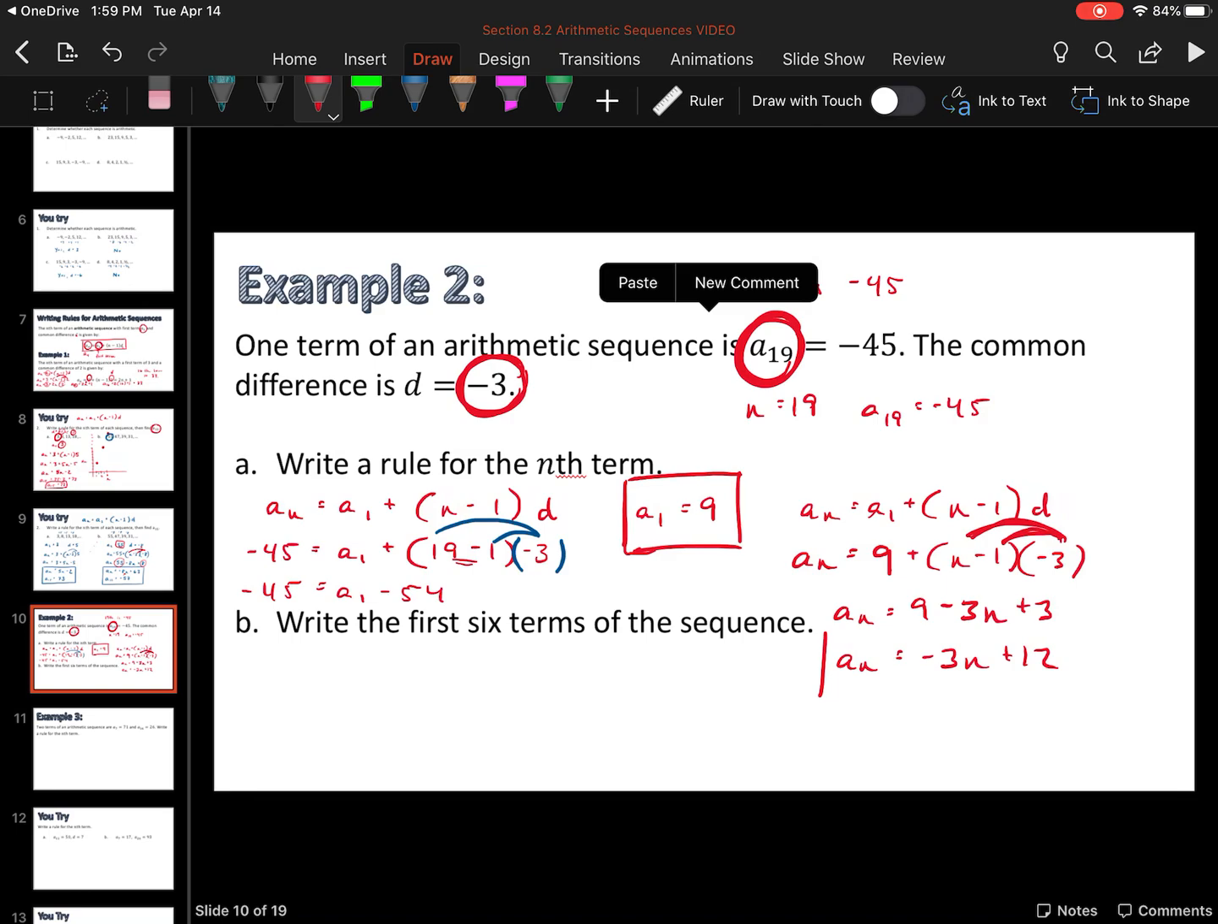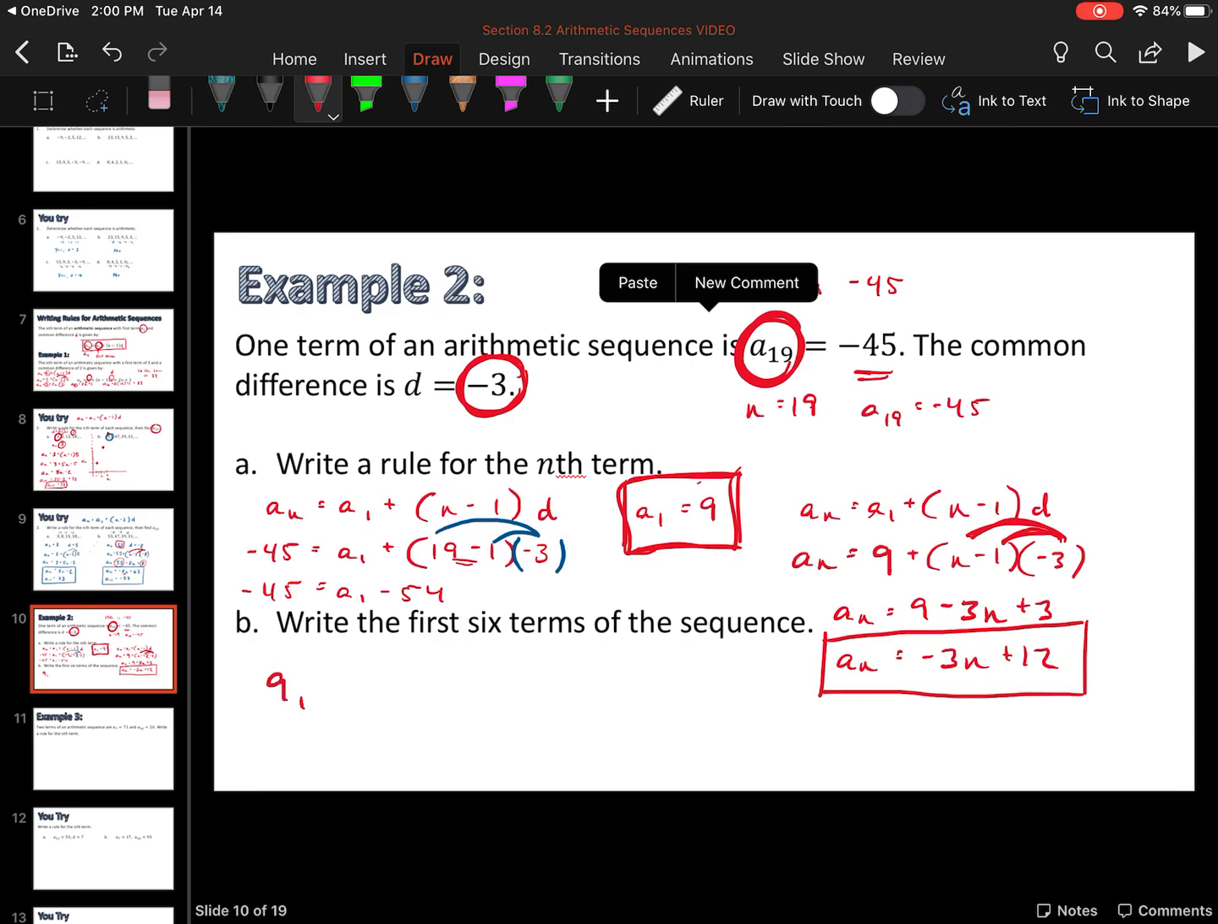And if we really wanted to check our answer, we could plug in 19 here. And we could say we know the 19th term should be negative 45. So if you plug in 19, that's going to be negative 3 times 19 plus 3, or plus 12, I'm sorry. And that gives me negative 45. Now, if I ask you for the first 6 terms, well, we know the first term, if we plug in 1, is going to be your a sub 1 with 9. So the first term is 9.